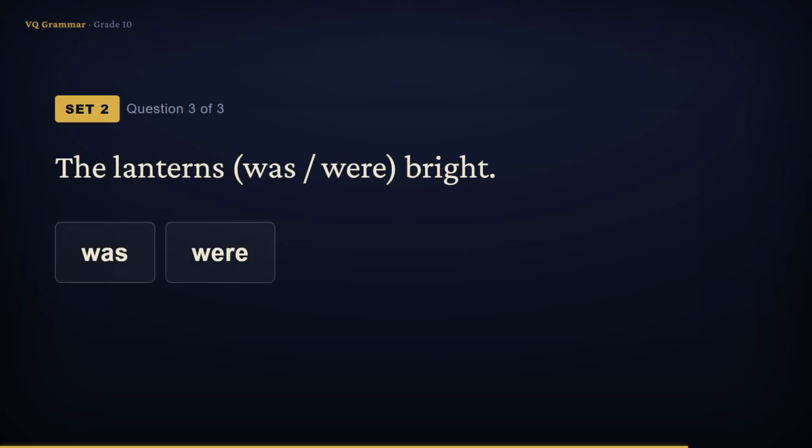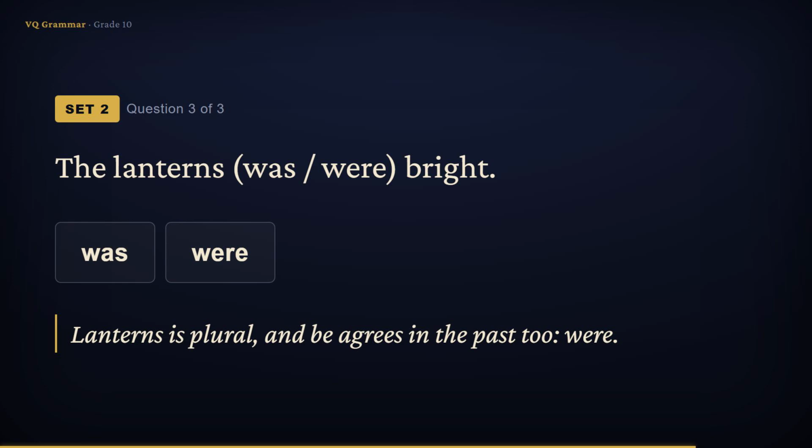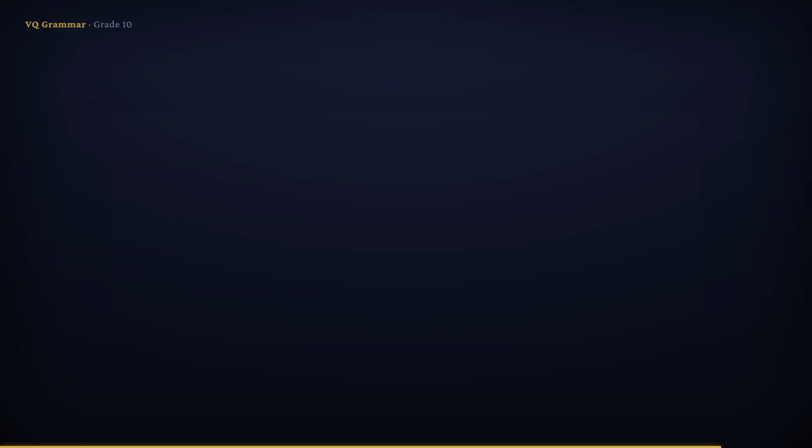The lanterns. Was or were bright. Simple subject. Lanterns, which is plural. This one is in the past tense, and normally the past hides agreement completely. But be is the exception. It keeps agreeing in the past. Was is singular. Were is plural. So the correct answer is were.